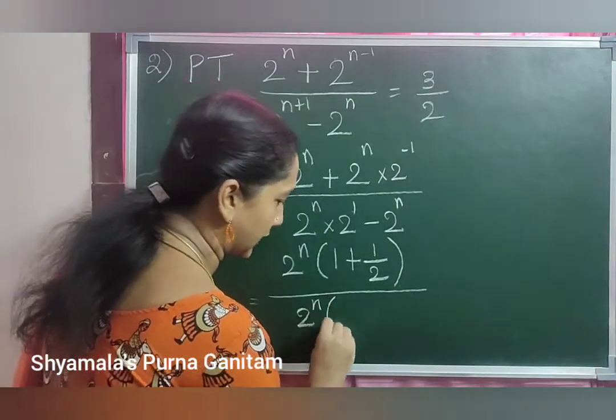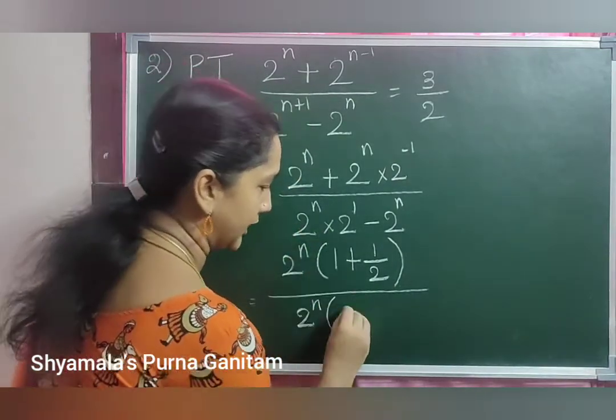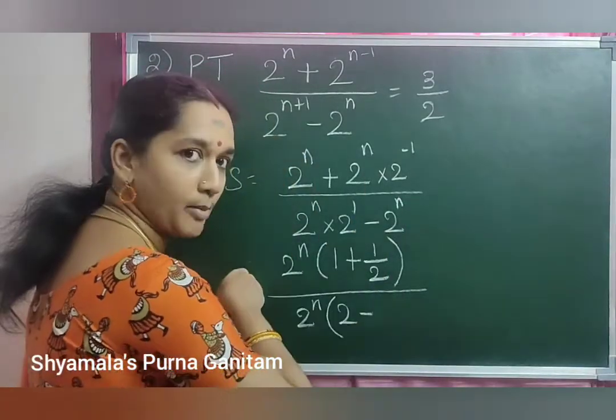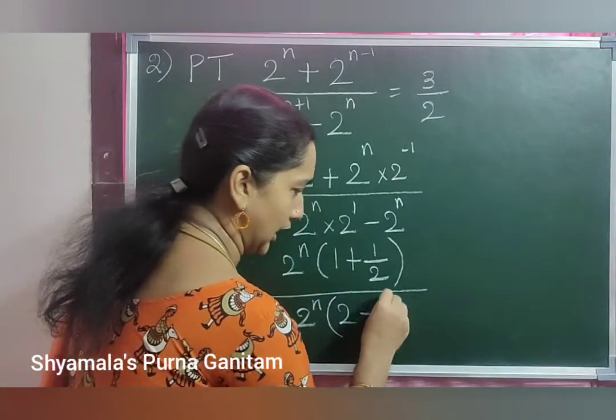Same way when I am taking it common out, balance will be 2 minus, here you have taken 2 power n common outside. So balance you have 1 there.